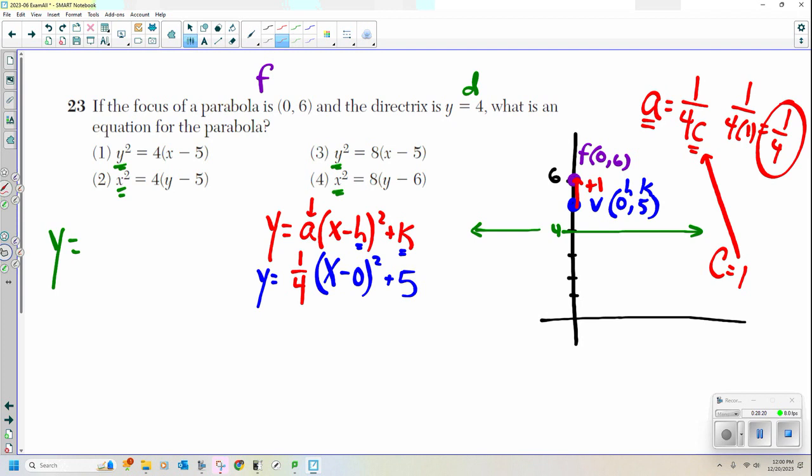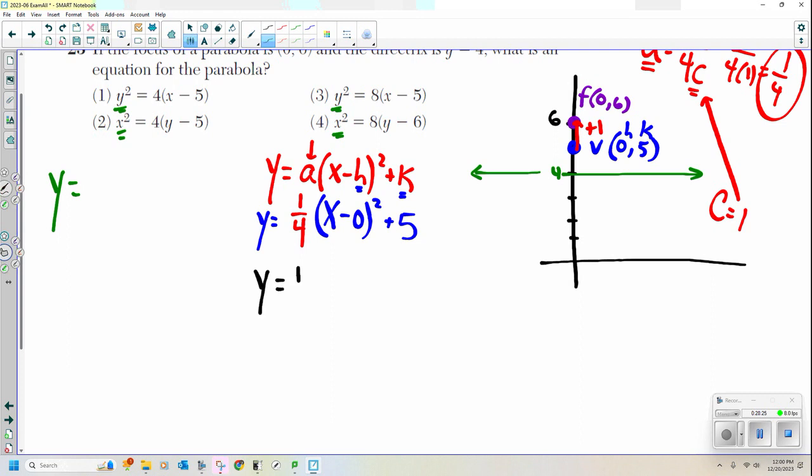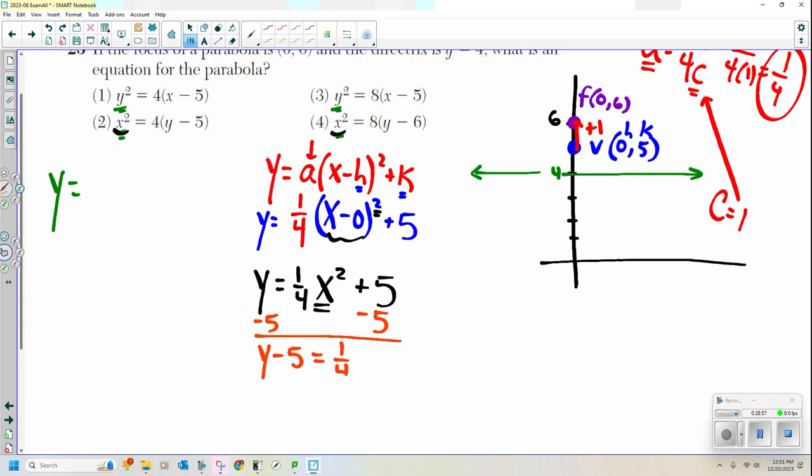Now, let's clean up what we can. Y equals 1/4 times x minus 0, which is just x squared, plus 5. I am not going to square the y and then square the other side. That's just insanity. I have an x squared here. Let's try and get the x squared alone. And this is the extra step going above and beyond. First, let's subtract 5 from both sides. Y minus 5 equals 1/4 x squared.